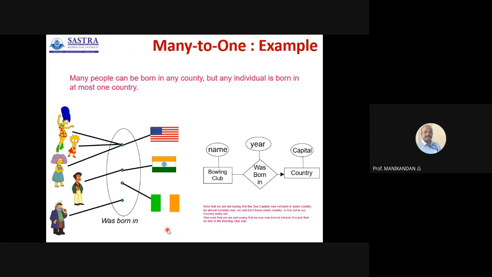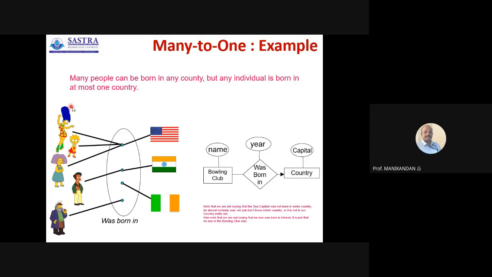So now in this diagram again, if you take this Ireland, what I am trying to say is that it doesn't mean no one was born in Ireland. As of now, you don't have a person who is part of this particular bowling club who was born in Ireland. And another thing is, if you take this sea captain, this sea captain is not associated with any country. Here the idea is we don't know the country name for this particular sea captain, or the country is not part of this entity set. So that is the idea behind your many to one.